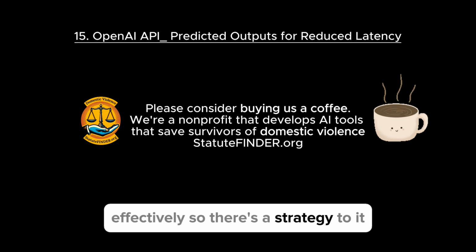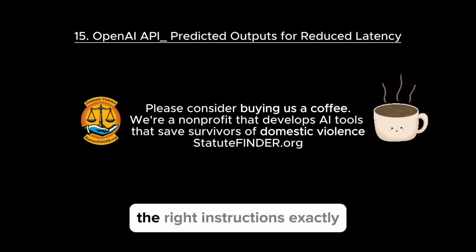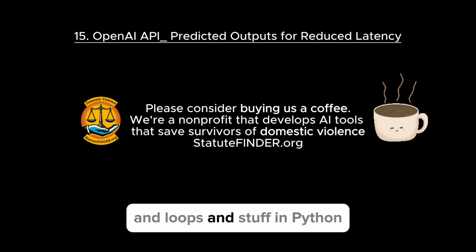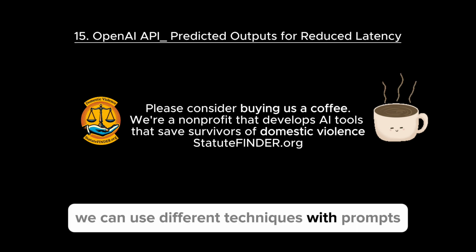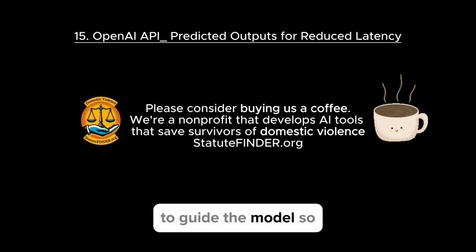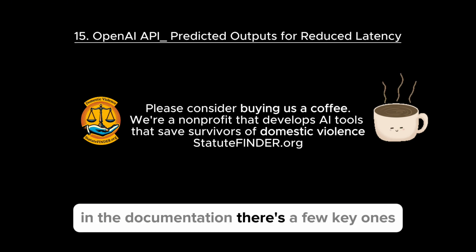So there's a strategy to it, not just random text. It's like writing a good Python program: clear, concise, the right instructions. Exactly. Just like how we use functions and loops in Python to control the program, we can use different techniques with prompts to guide the model. So what are some of those techniques that we can find in the documentation? There's a few key ones.